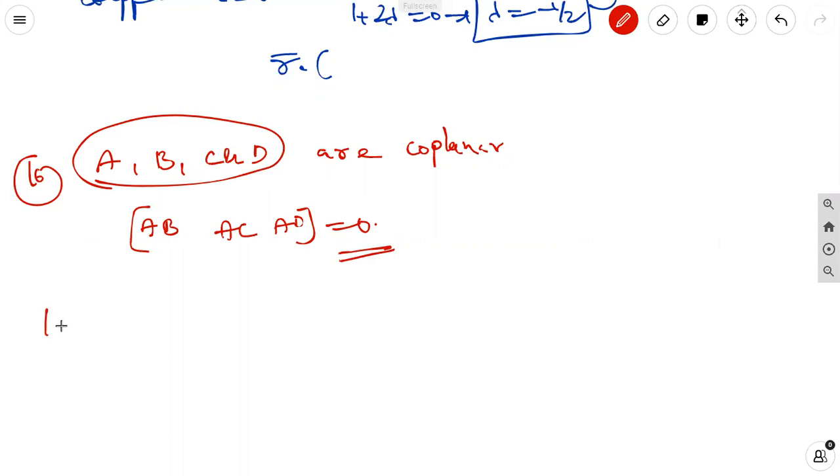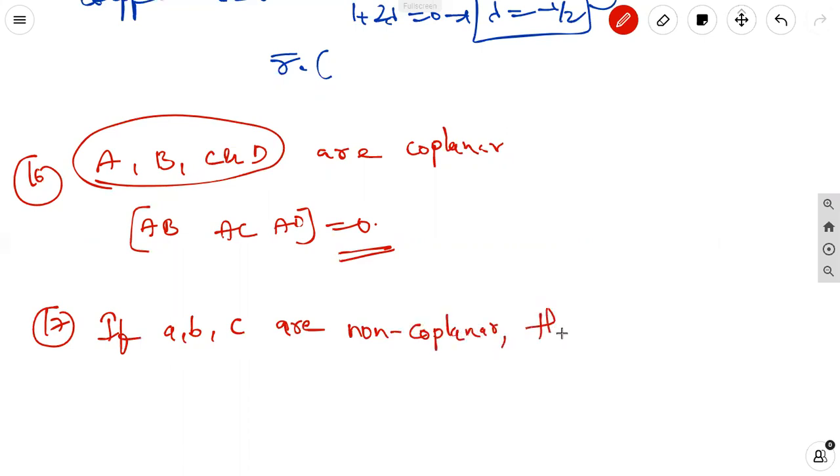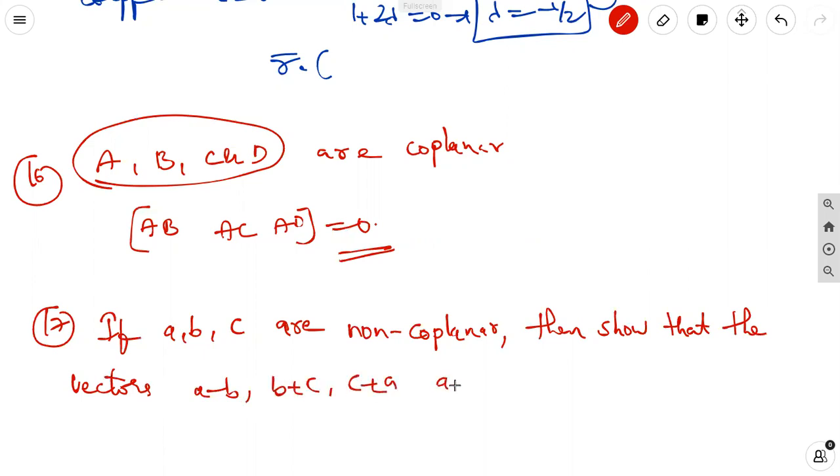In the 17th, if A, B, C are non-coplanar, then show that the vectors A minus B, B plus C, C plus A are coplanar. It is also similar to the previous problem.